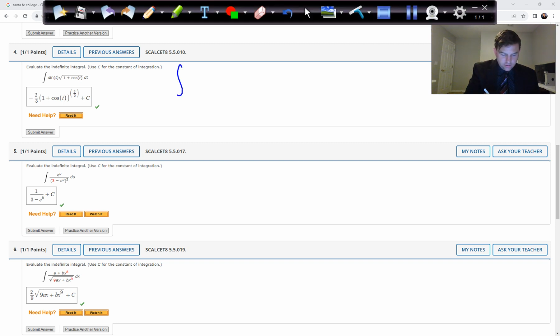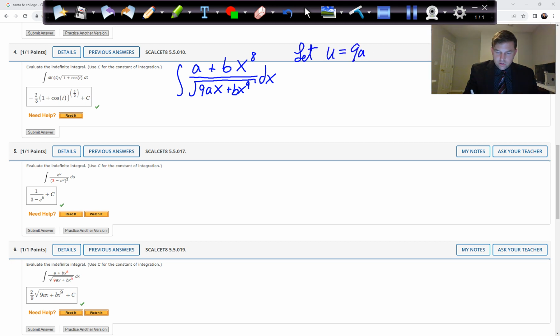So let me actually write this a little larger so you can see it better. A plus b, x to the 8, over, and there's a square root symbol here. So I also said, hey, oftentimes you're going to take everything in the square root symbol and call it u. There's kind of two hints on this one. dx. So we're going to let u be everything in the square root symbol.